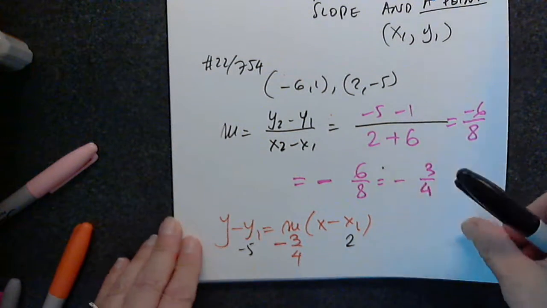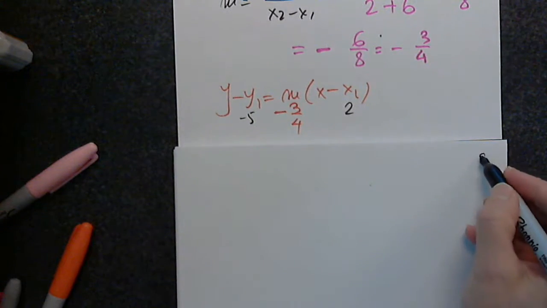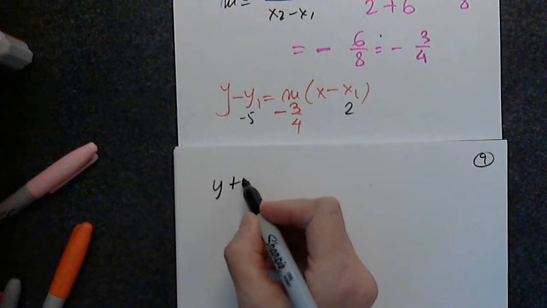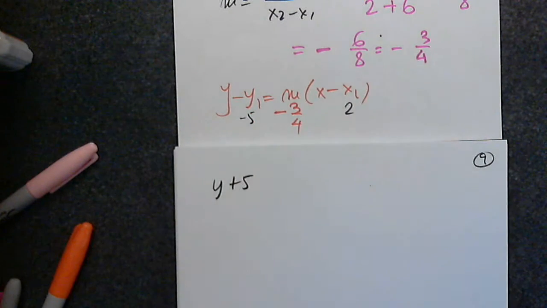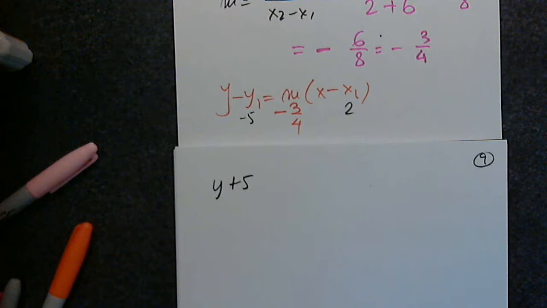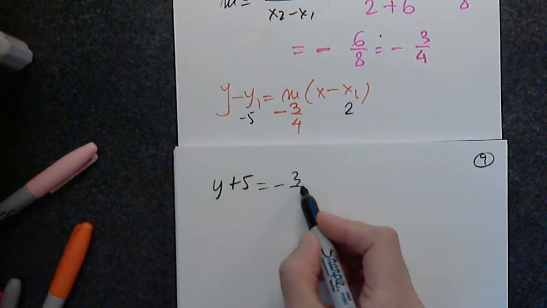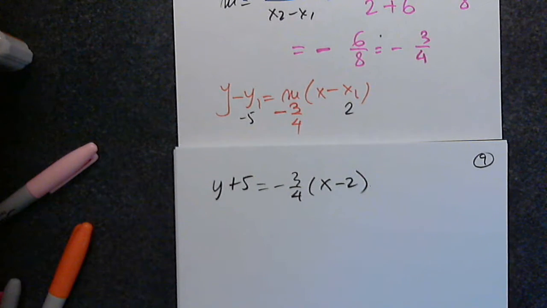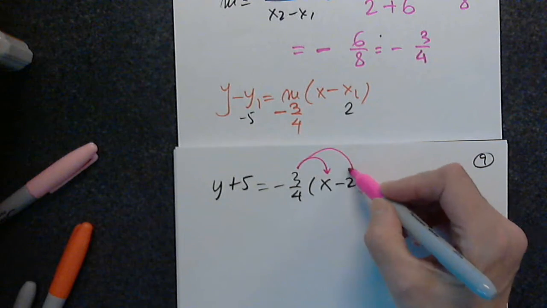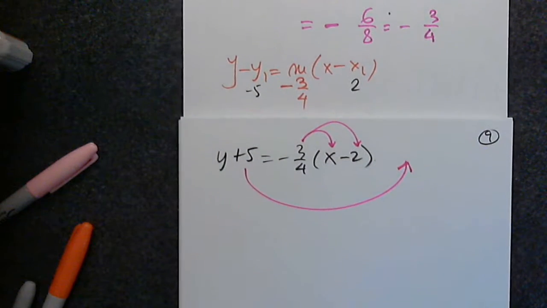And now finally we can write the equation, and we have to solve for y. So y plus 5. I'm trying to omit those parentheses inside parentheses. We call them nested parentheses. So that's why I'm doing that. Equals negative 3/4, and this is clear, x minus 2. We have to distribute negative 3/4 to both terms, and then eventually we will move 5 to the other side.